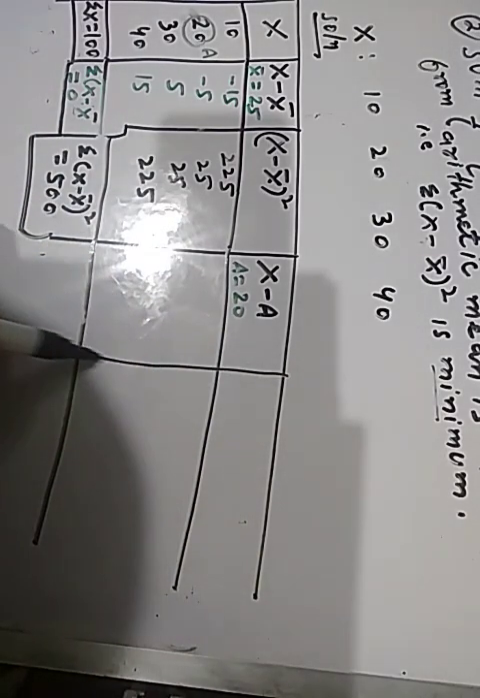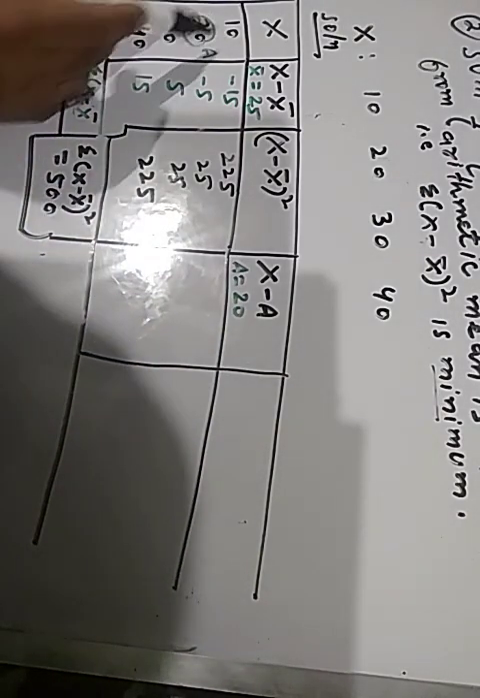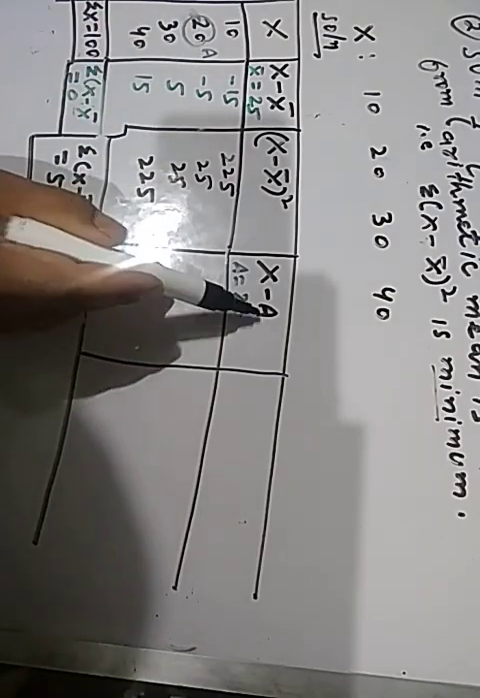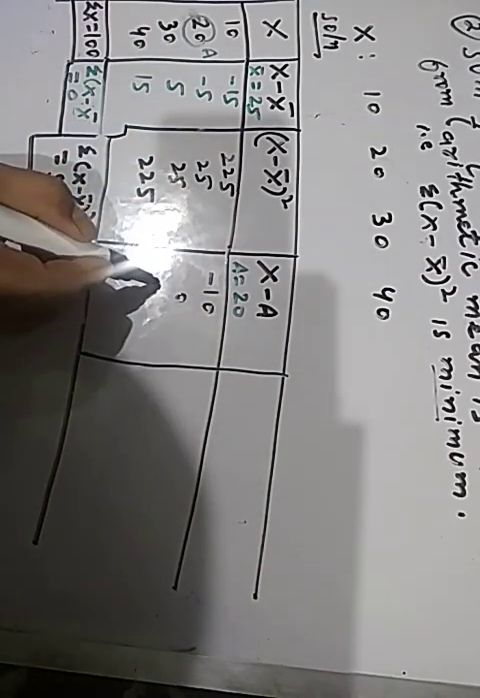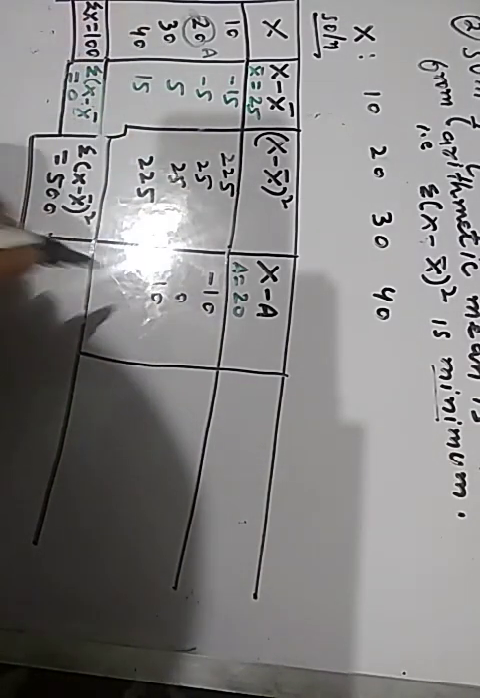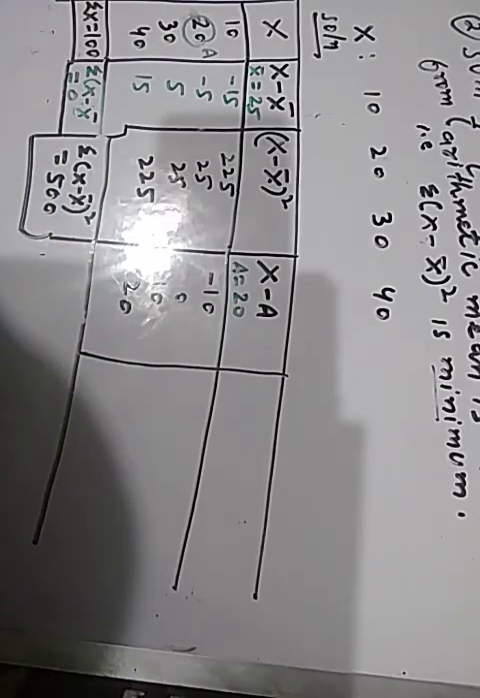Now its values will be 10 minus 20, which is equal to minus 10. 20 minus 20 is equal to 0. 30 minus 20 is equal to 10. 40 minus 20 is equal to 20.